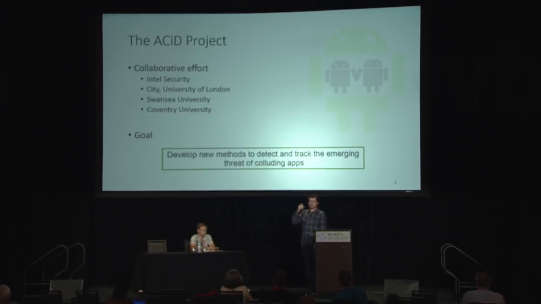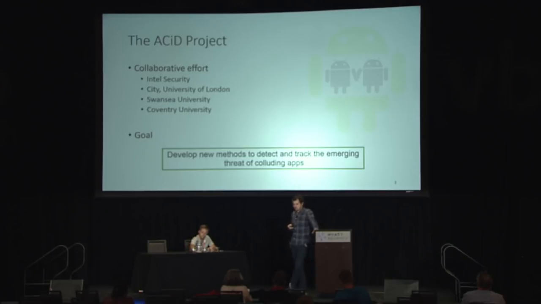But before that, I would like to mention where this paper comes from. So we were working for 2 years in what we call the ACID project. This is a project funded by the EPSRC in the UK. And it was a collaborative effort between City, Swansea, Intel Security as an industry partner, but also Coventry University. They were involved in this paper, but it's worth acknowledging them. And the goal of this project was to basically develop new methods to detect and track the possible, I would say, emerging threat of colluding applications.